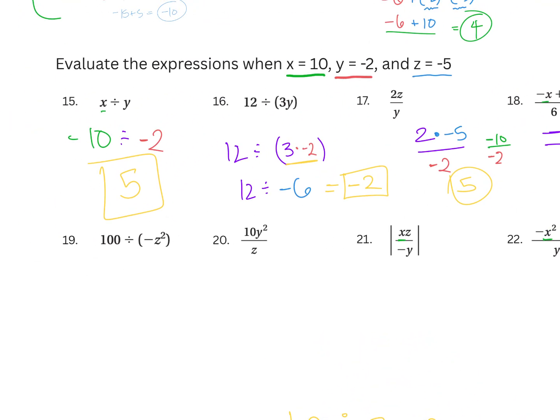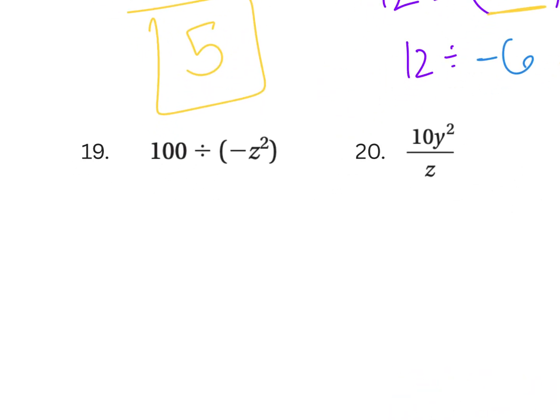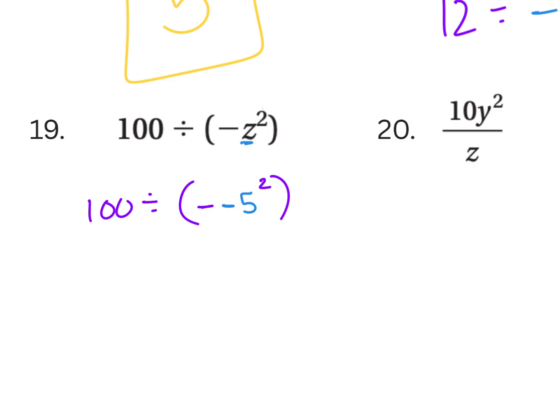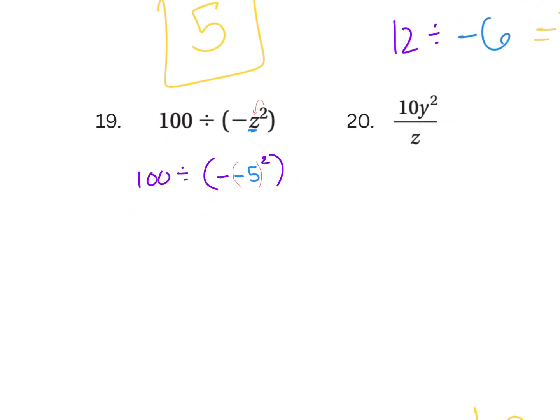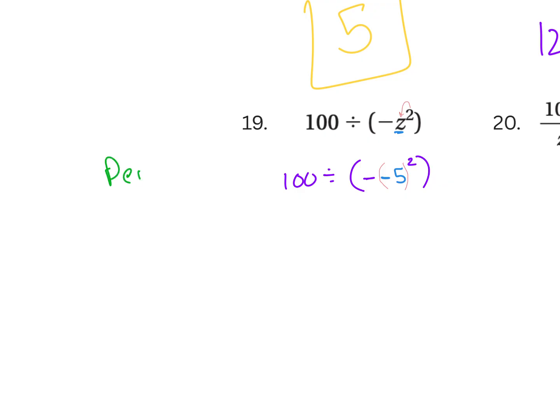100 divided by, let's see, z is negative 5. So negative 5. I'm going to put that, and then there's a negative in front of it. There's a 2 right there. There is parentheses here divided by 100. So one thing I want to clear up is this is squaring the z. And this is z right here, okay? So we have to follow the order of operations.